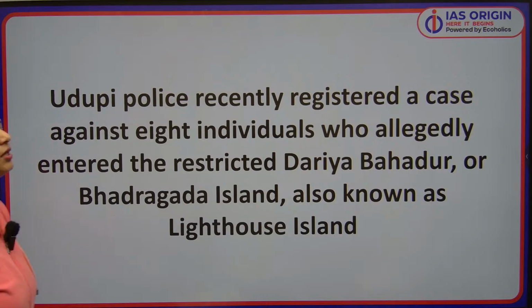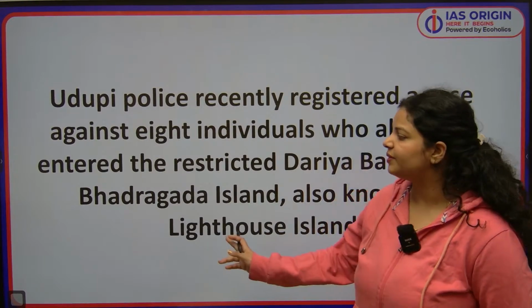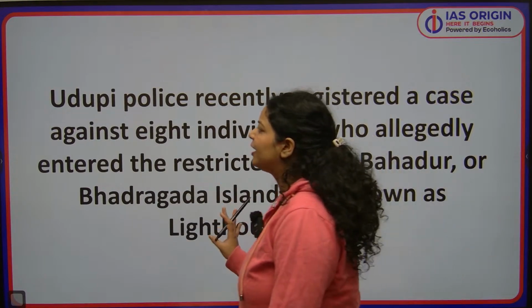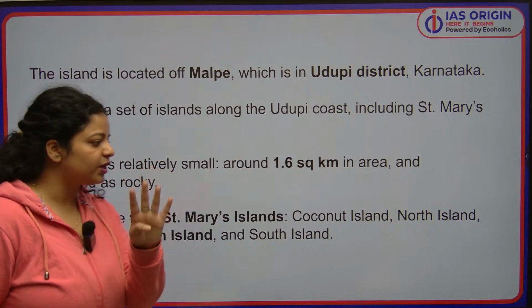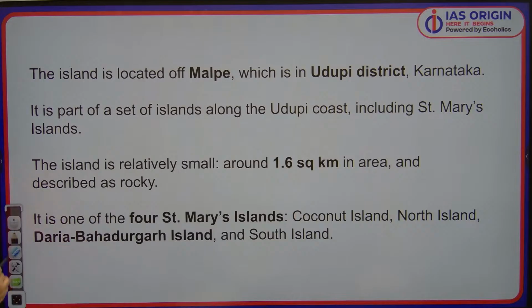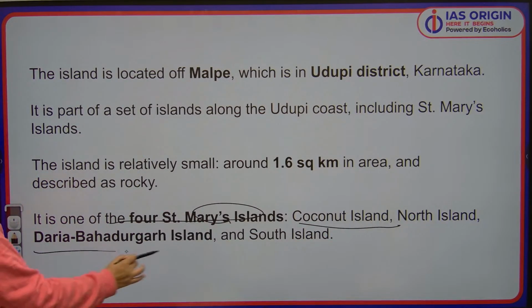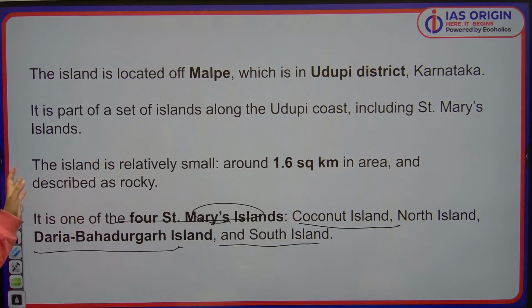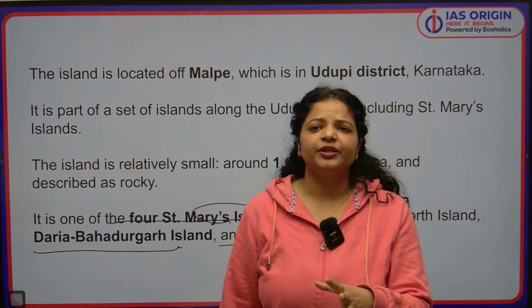So if UPSC asks you about Darya Bahadur, Bhadragarh and Lighthouse, these are the three terms recently seen in the news. These are basically names of the island which is part of Udupi. This island is present in Karnataka, located off Malpe in Udupi district, Karnataka. It is part of a group with 4 other islands in this region. What are they? Saint Mary's Islands: Coconut Island, North Island, Darya Bahadurgarh Island and South Island. So this Malpe island, part of Udupi district of Karnataka, is made up of the Saint Mary Islands.